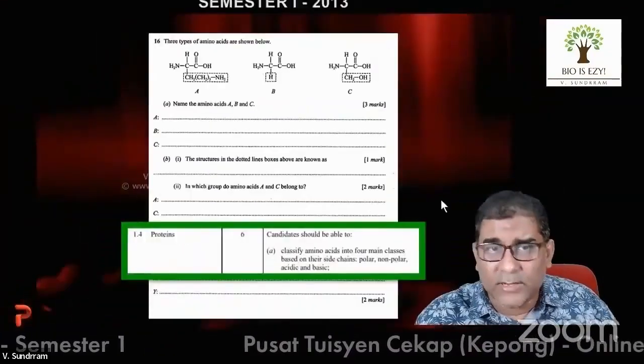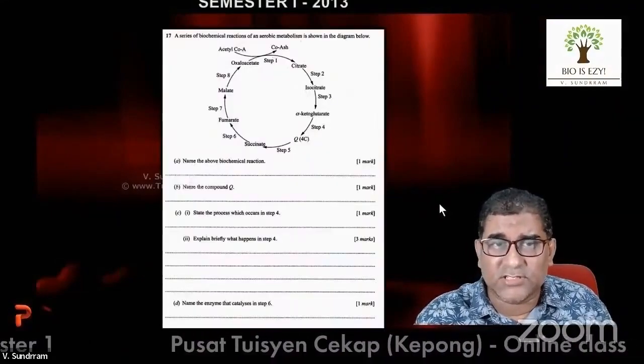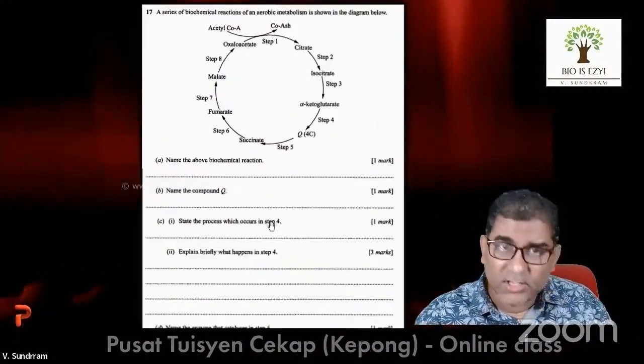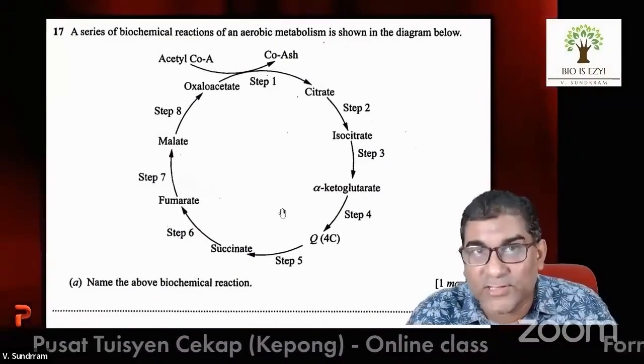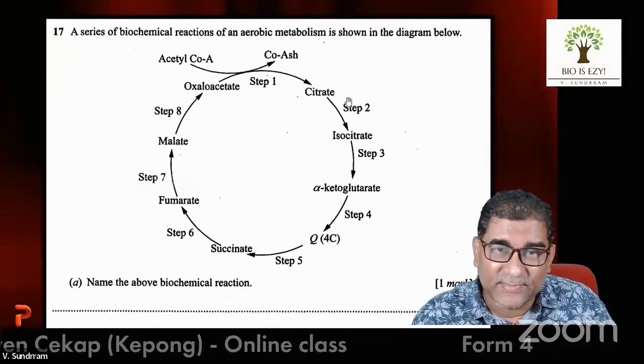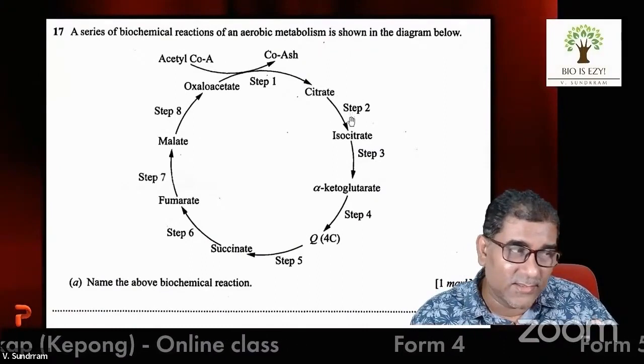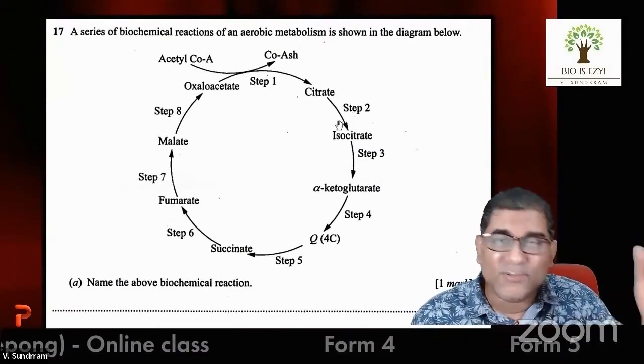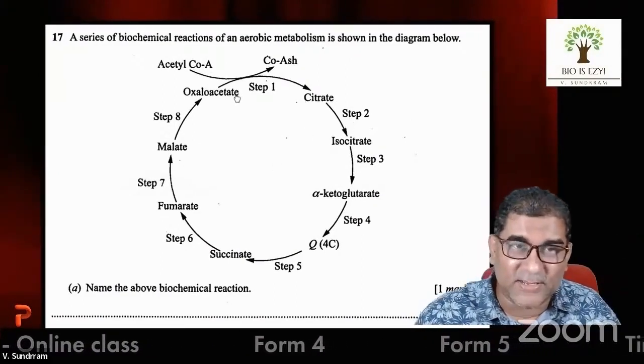This is not the only one. This is another question, also 2013. So this is the kind of question you get for your exam. This is the Krebs cycle. Later you'll be learning the Krebs cycle, which is one complex explanation.